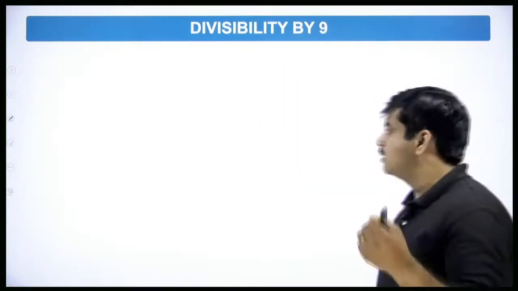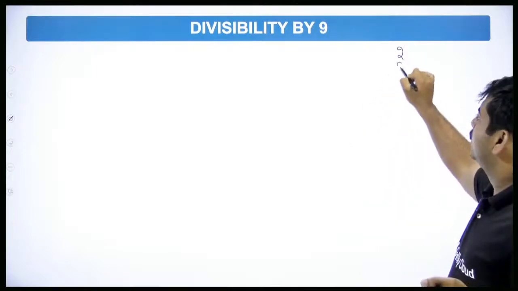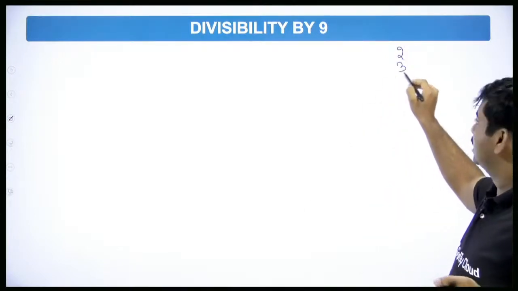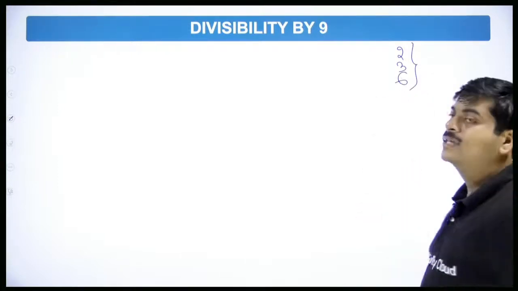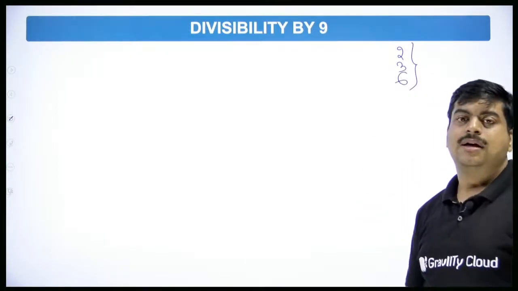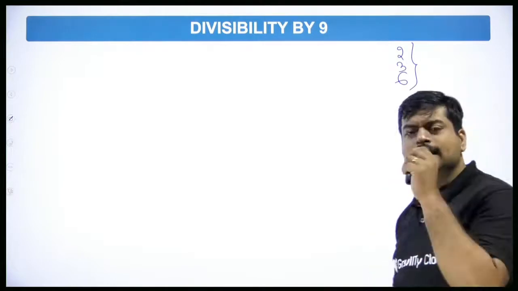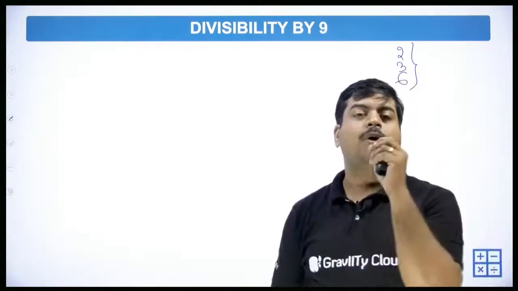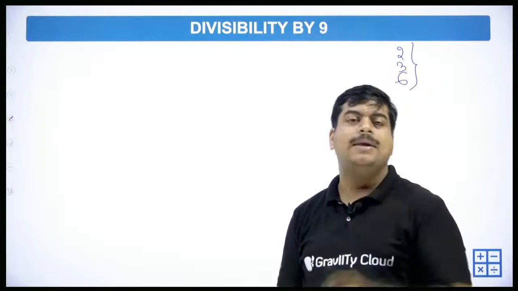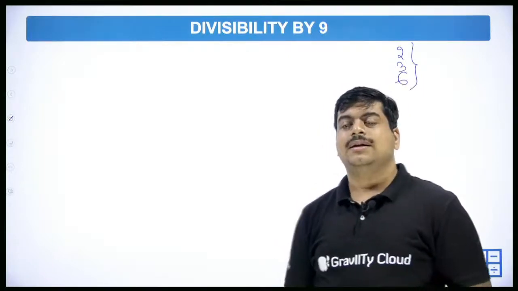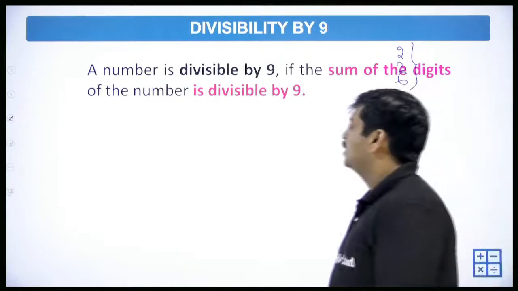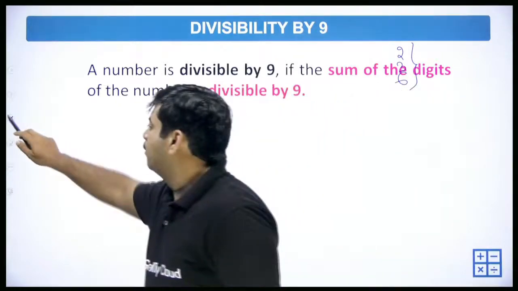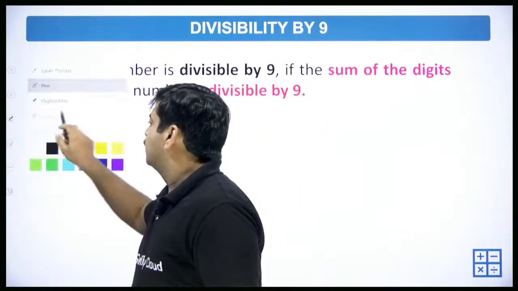We discussed divisibility by 2, by 3, and also by 6. Now, let us try to understand divisibility by 9. 9, again, the same thing like 3. The sum of the digits should be a multiple of 9. A number is divisible by 9 if the sum of its digits is divisible by 9.